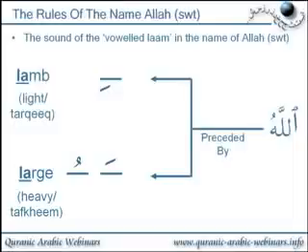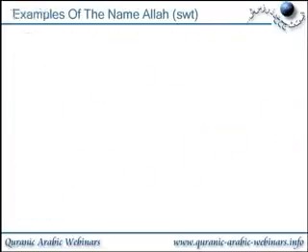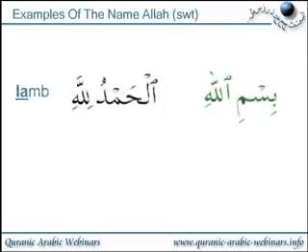So it's a very simple rule. Look at the last sound before the name Allah. If it's kasra, then the lam is going to be pronounced light. If the sound before it is not a kasra, then it will be a fatha or a dhamma, and then we pronounce the lam of Allah as tafkhim, which gives you the heavy sound. So let's look at some examples.